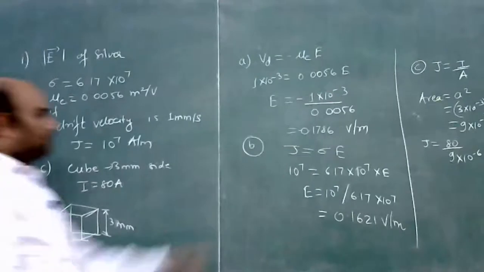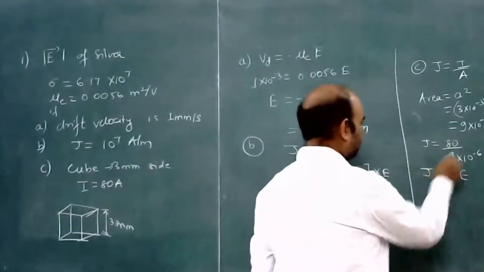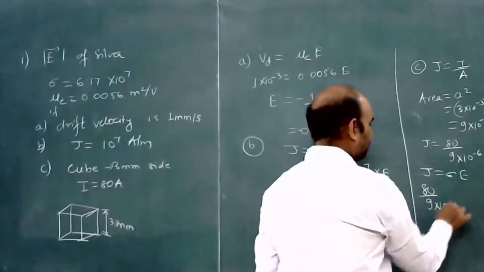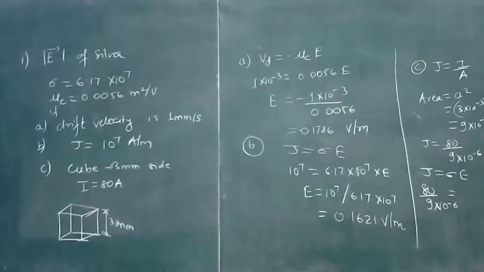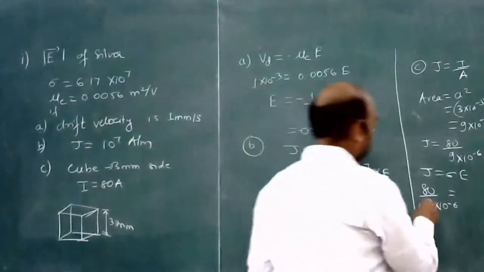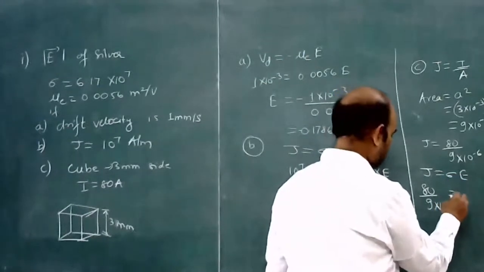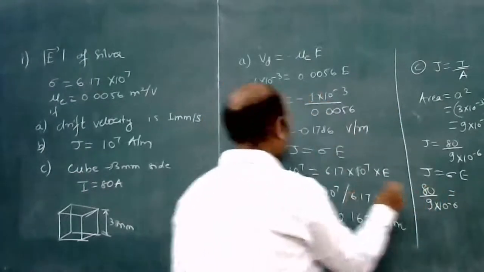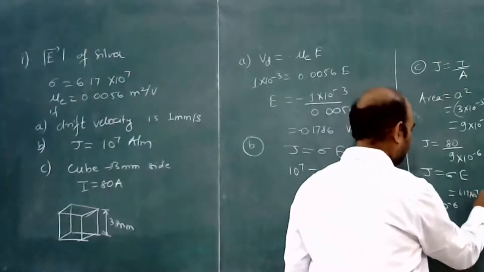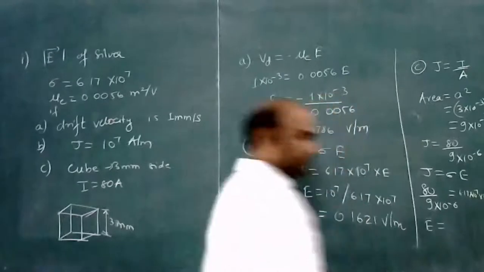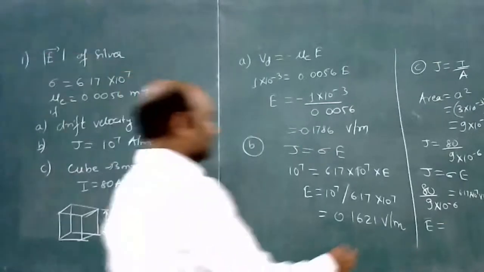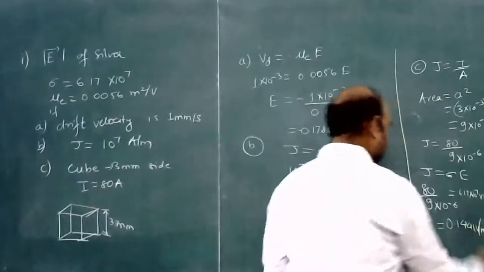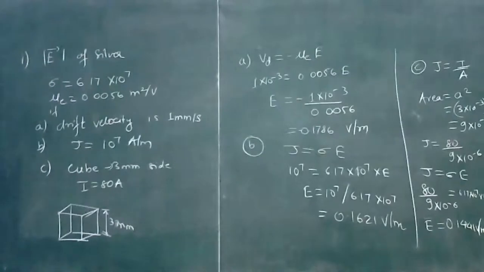Again, you can find E with the formula J equal to sigma E. So J is 80 divided by 9 into 10 to the power minus 6, equal to sigma, which is 6.17 into 10 to the power 7, into E. So E will be equal to 0.144. In this way you can find the value of E.